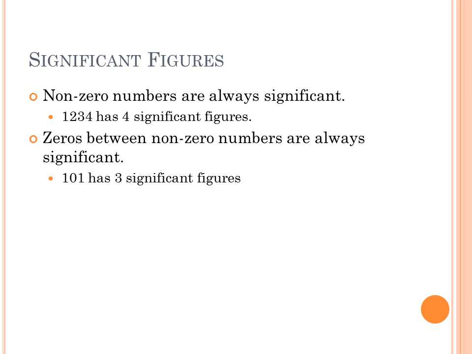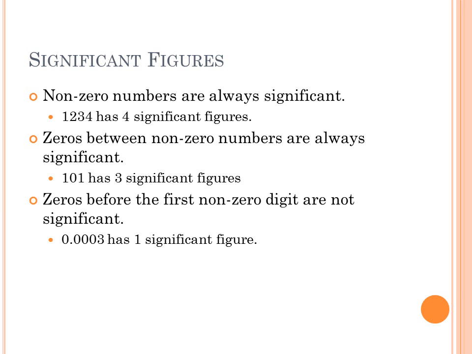Zeros that occur between non-zero numbers are always significant. That 101 has 3 significant figures. If I take that 0 out, I numerically alter the number. Zeros that occur before the first non-zero digit are not significant. Those are leading zeros. They're placeholders for the decimal. So 0.003 only has 1 significant figure.